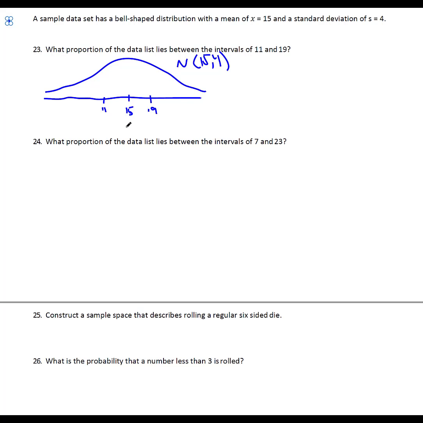So again, if we look at the z-scores, positive 1 and minus 1, that's 1 standard deviation away from the mean in either direction. And with those data values that I told you to put in your head, remember, 68% of the data lies within 1 standard deviation of the mean. So we know that 11 and 19 are 1 standard deviation away, so it's approximately 68%.